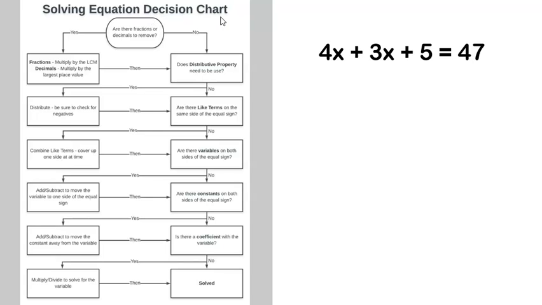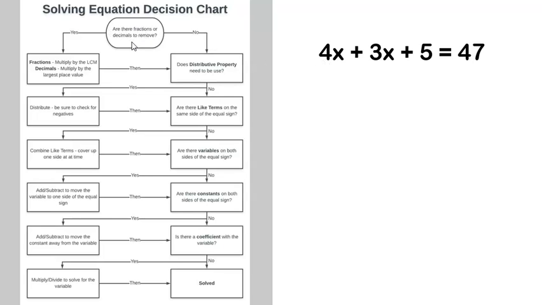Still working on our multi-step equations. So this is going to be example 2 using our solving equations decision chart here. My equation this time says 4x plus 3x plus 5 equals 47. All right, so we start at the top of our decision chart.